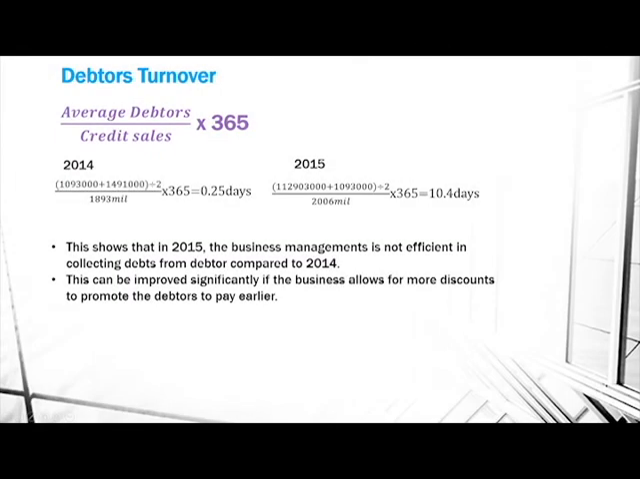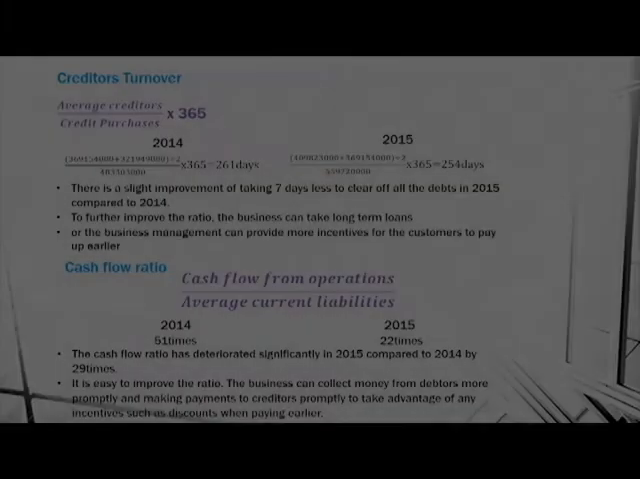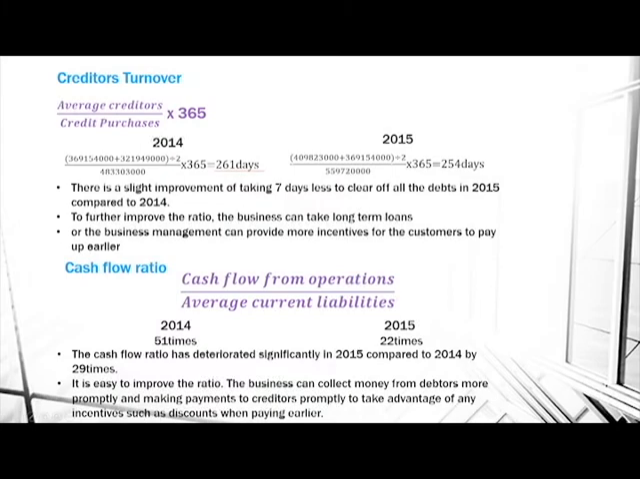Debtor turnover. The debtors in 2014 take around 1 day to clear off their debts but 11 days in 2015. The business is not efficient in collecting debts from debtors in 2015 compared to 2014. It takes 261 days to settle off the debts in 2014, while it takes 254 days in 2015.